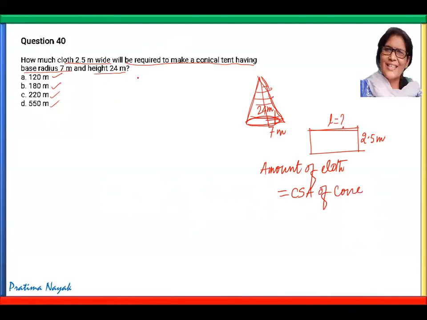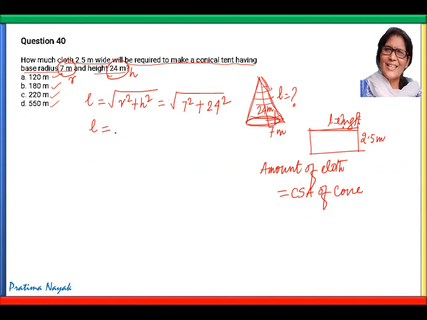And for curved surface area of the cone, you need slant height. Slant height is not given. So first you will get slant height. This is not L for width, this is length. So L is equal to square root R square plus H square. These numbers are same as we did in the last question. R is 7, H is 24. So I will apply the same concept and you must have remembered the answer also. 49 plus 576. Yes, I know. You could do it. This will be 625.